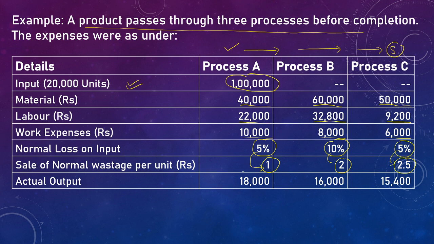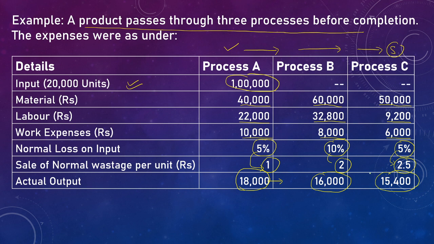The actual output given in process A becomes the input of the next process. So the output of process A is 18,000 units, which becomes the input of process B. The output of process B is 16,000 units, which becomes the input of process C, and the output of process C is 15,400 units. They are the finished goods and are sold in the market.